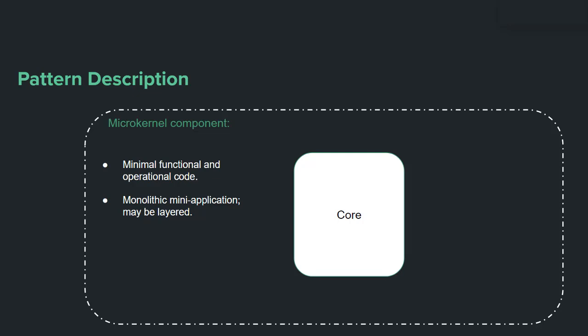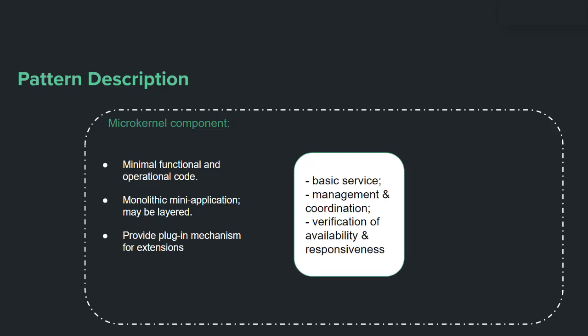And because the core component in this pattern provides a plugin mechanism that gives the developer and the system as a whole some sort of flexibility in terms of what functionality is provided to the user, the core component will include, in addition to basic services, code, functionality, and mechanisms for coordinating and managing the collaboration of the various plugged modules.